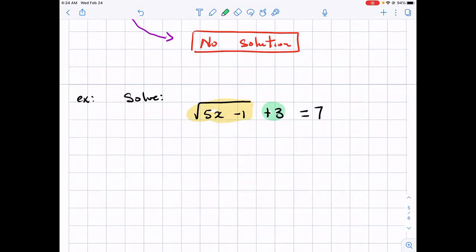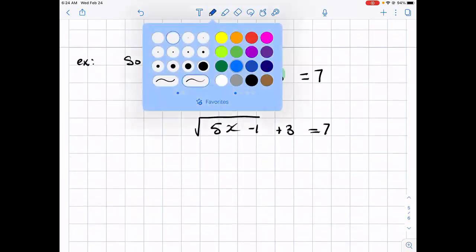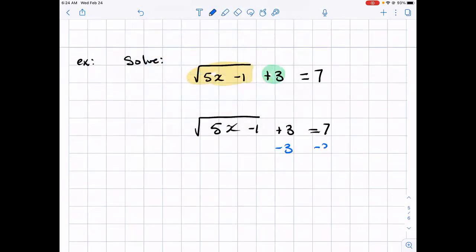So before we can try to eliminate the radical, we must first isolate that radical, meaning leave the radical by itself. So what we do, okay, is we will remove the plus 3. Okay? And to do this, we first minus 3 on both sides.